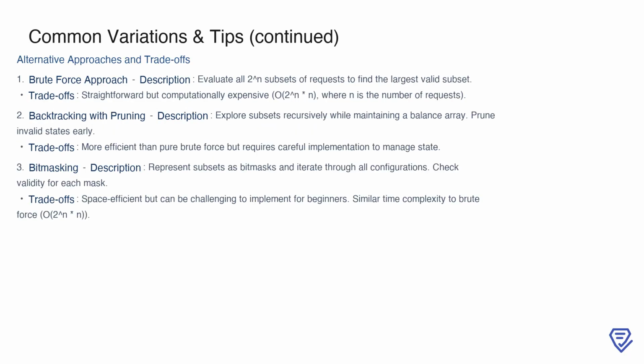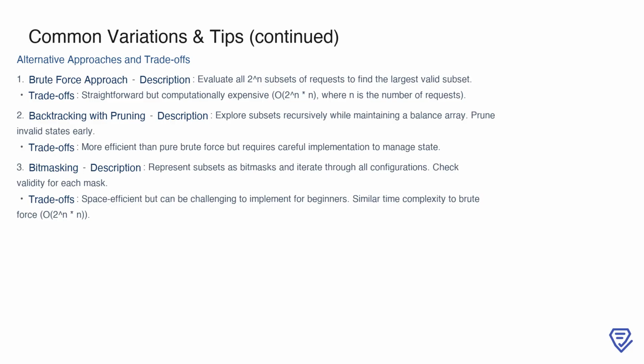There are also alternative approaches to solving this problem, each with its own trade-offs. A brute force approach involves evaluating all 2^n subsets of requests to find the largest valid subset. This method is straightforward to understand and implement, but it is computationally expensive, with a time complexity of O(2^n × n), where n is the number of requests.